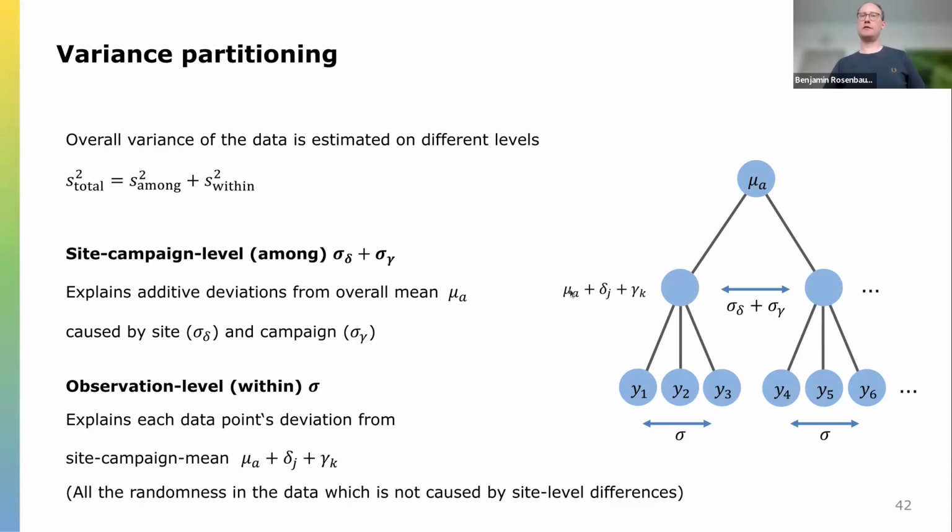So both of them contribute to this site campaign level variation, both on the same level. They're just independent and add up. And then you have this observation level variation. Here, this is then each data point's classical deviation from the model prediction. So all the randomness in the data, which is not already explained by site and campaign.